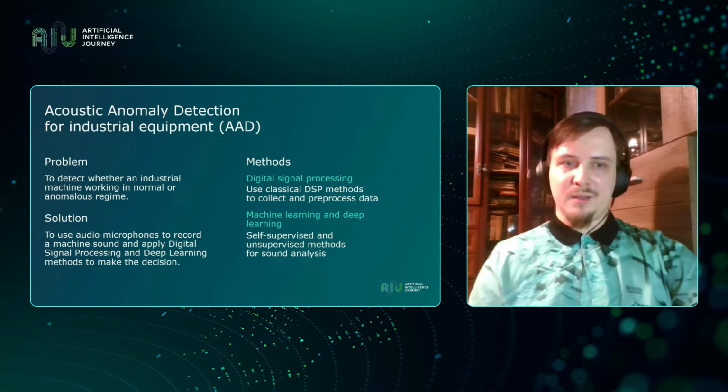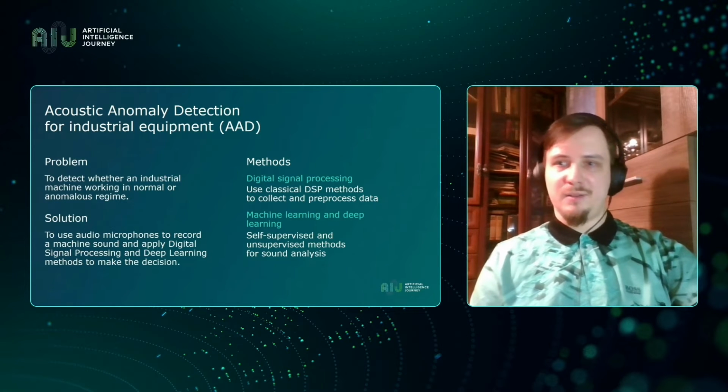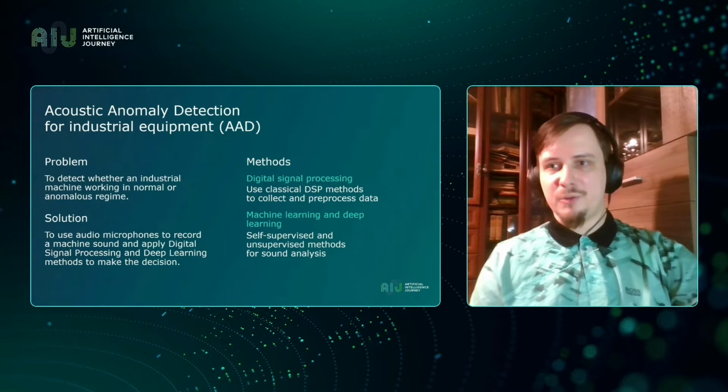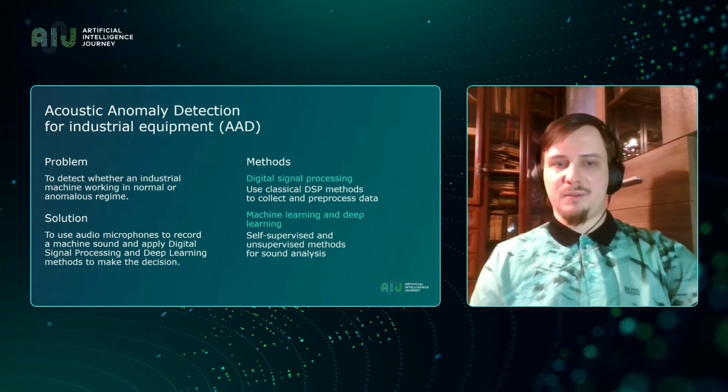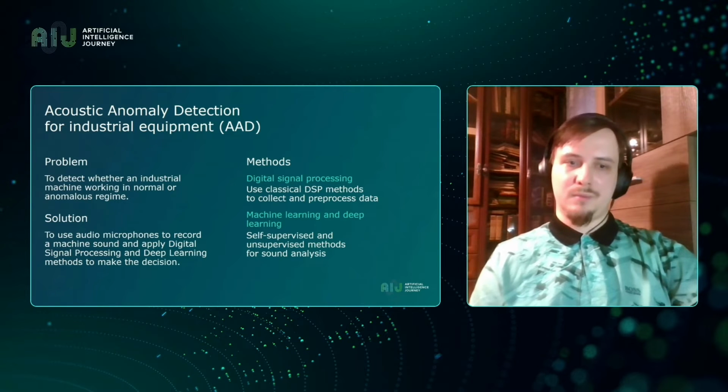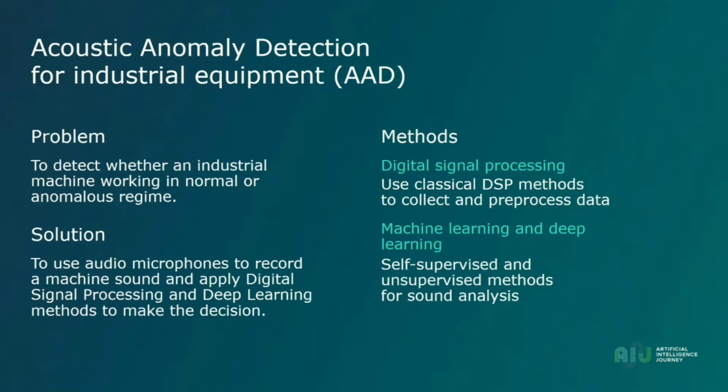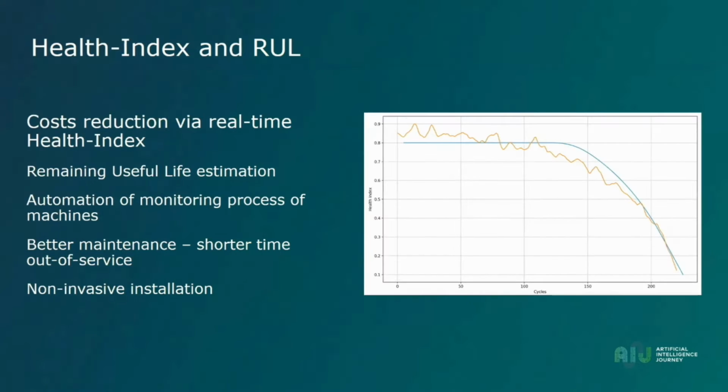First, acoustic anomaly detection. The task is that there are a lot of machines, a lot of equipment. You can install cheap sensors such as microphones and record the sound of machines working and tell apart the different noises that different machines and engines are making, and apply standard methods of signal processing or machine learning with labels or without labels in order to detect deviations in the machines' working.